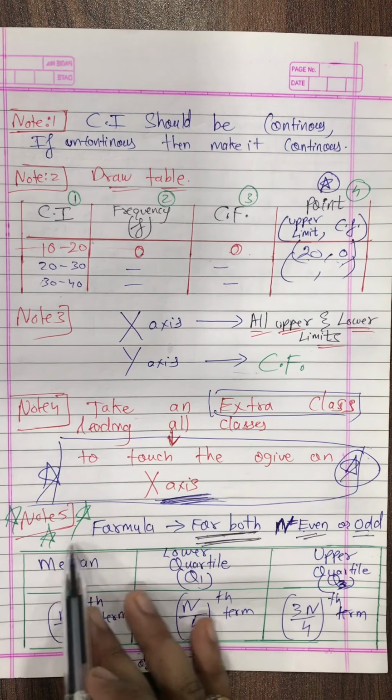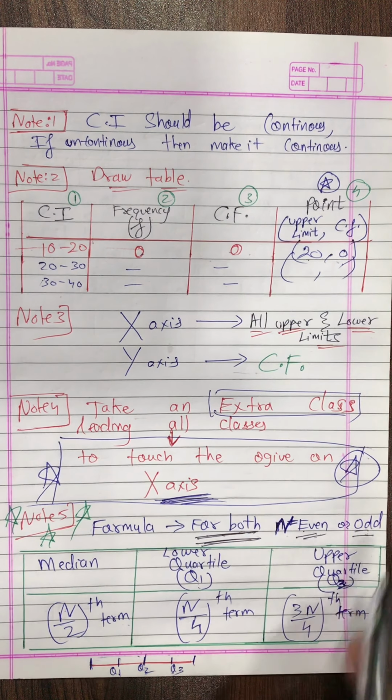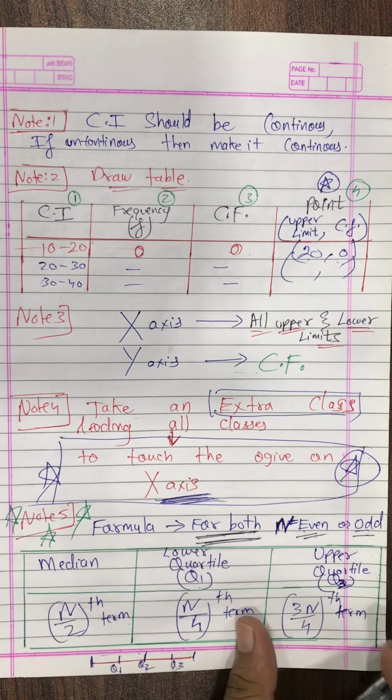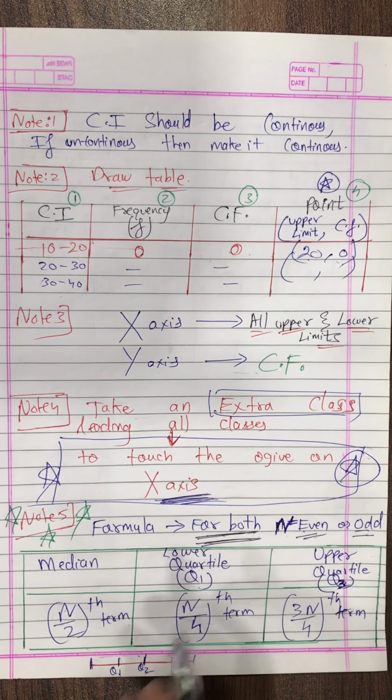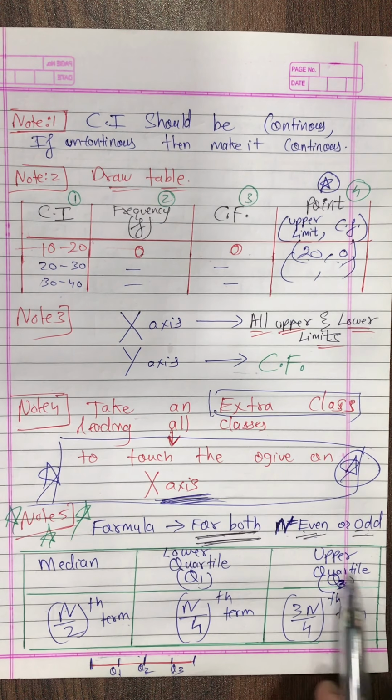Note number 5, it's the formula. Formula for both, n if even or n is odd. So whether n is even or odd, the formula remains the same. It's not like raw and tabulated data where the formula for both is different. Median n upon 2th term, lower quartile called as Q1 n upon fourth term, by heart please, and upper quartile Q3 3n upon fourth term.